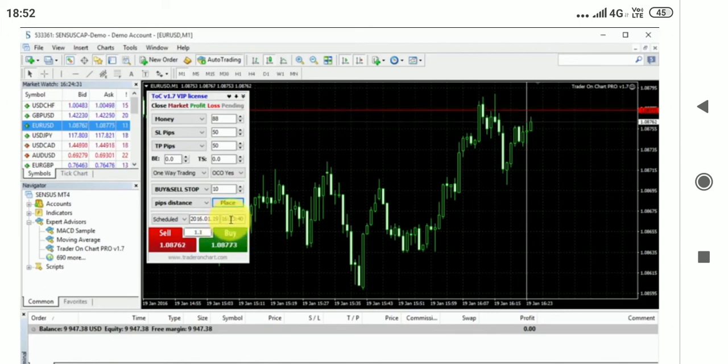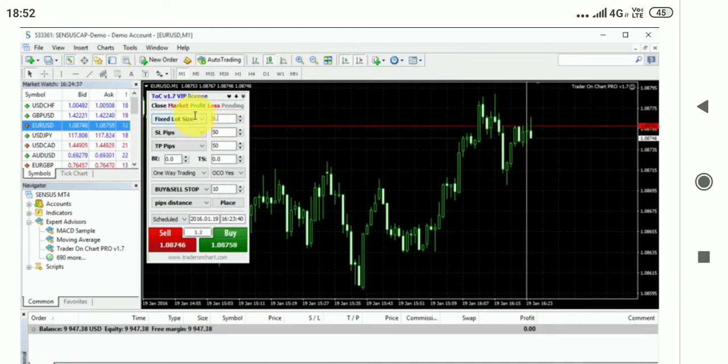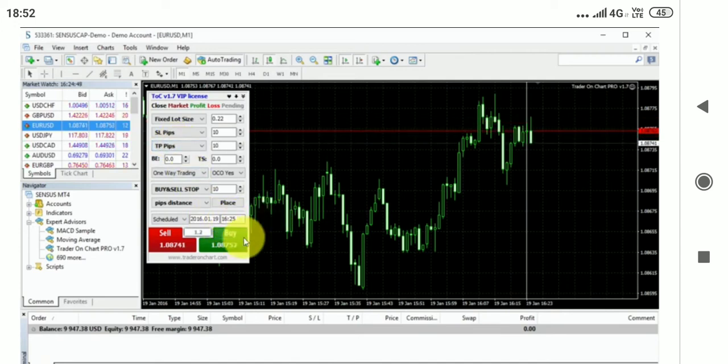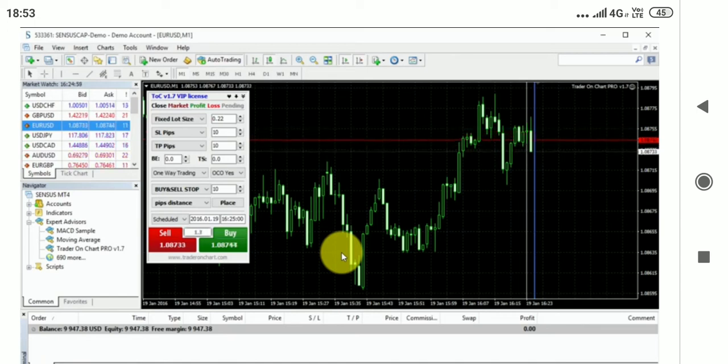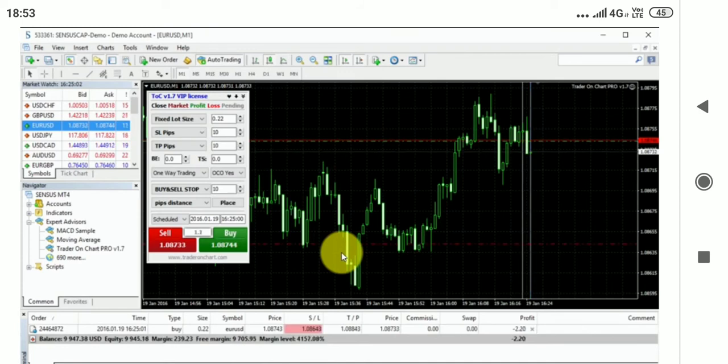So let's try to schedule something else. Let's try to schedule, let's say, fixed lot size of 0.22 with stop loss of 10 and a take profit of 10, and let's schedule it at 25 minutes and click buy. So right now we can see a blue vertical line. It means a buy trade is scheduled. And here it goes. So at the exact time, application executes the scheduled trade at the market price that was at that very same moment.